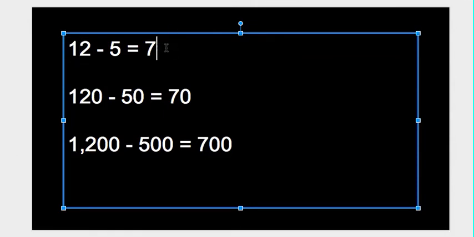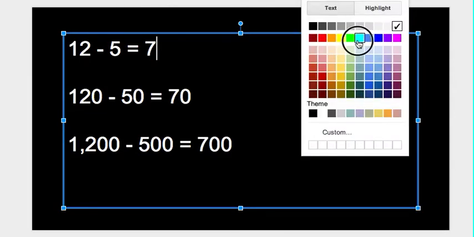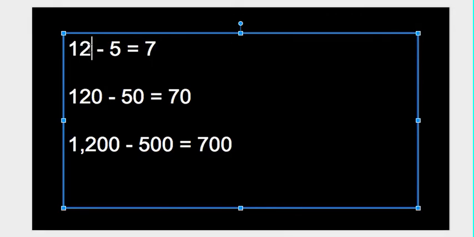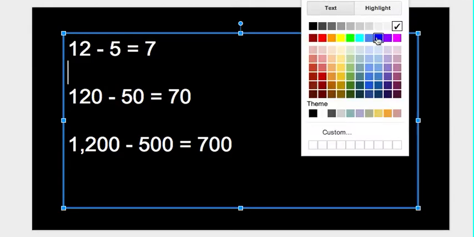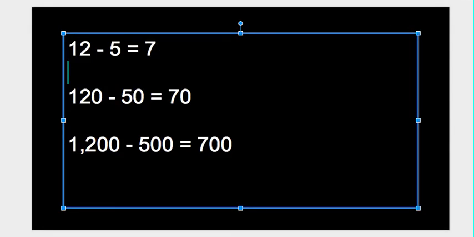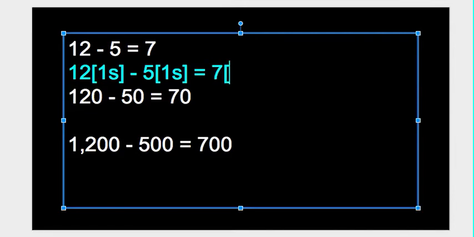If this confuses you a little bit, I invite you to think of it this way. I'm going to change my font color so you can see it a little differently here. If we look at 12 minus 5 is equal to 7, I'm just going to go down below like this. Notice that all this is 12 ones minus 5 ones, and all that is equal to 7 ones. All right?